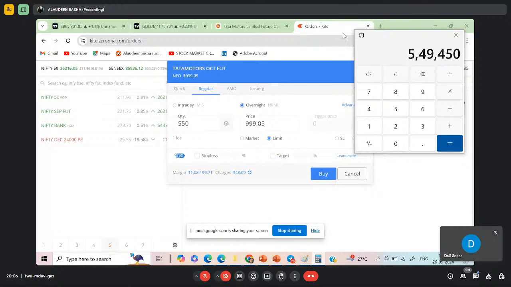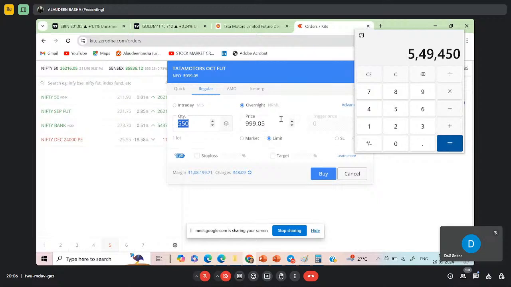But most brokers give just 10% or 20% leverage to allocate the margin to buy the futures. That's why they are asking for 1,10,000 rupees out of 5,50,000. So if you have 1,08,000 rupees, you can buy the Tata Motors future. Once Tata Motors increases by 1 rupee, you get a profit of 550 rupees. Similarly, if Tata Motors decreases by 1 rupee, you lose 550 rupees. That's why futures are very, very risky.